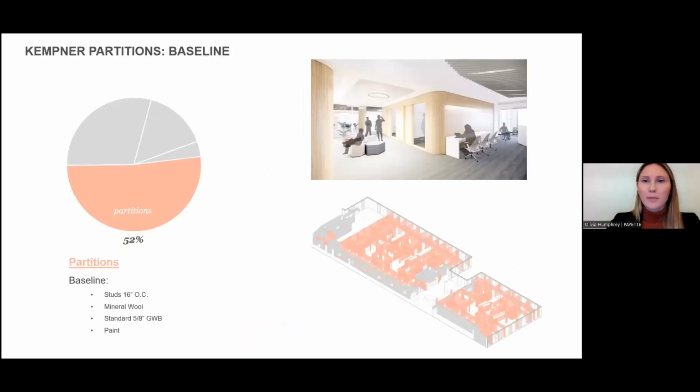And so going back to our interior case study of the Kempner project, just to describe a little bit about what our baseline was. We were looking at 16-inch studs on center, mineral wool insulation, which is sort of our Payette standard interior insulation, standard 5/8-inch gypsum wallboard and paint. And again, partitions made up around half the embodied carbon of the interior. So this was a big hot spot that we were trying to reduce.